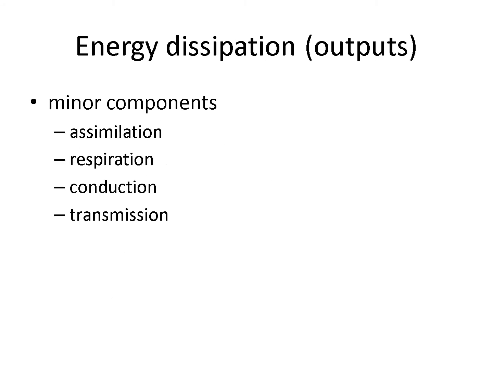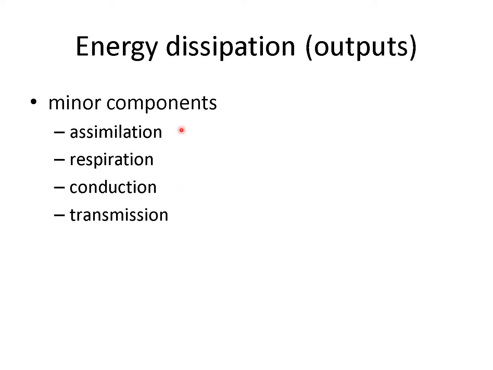Okay, so those were the energy inputs. Let's talk about how energy can be dissipated from leaves and other objects. I'm going to divide it up into three different categories. Those categories are components that are minor, not terribly important for energy dissipation, intermediately important components, and then major components. So the minor components are assimilation, which is basically photosynthesis, respiration, mitochondrial respiration, conduction, and transmission.